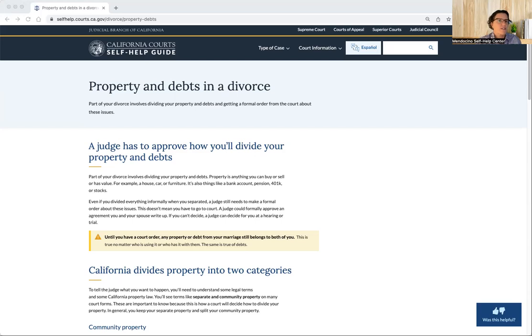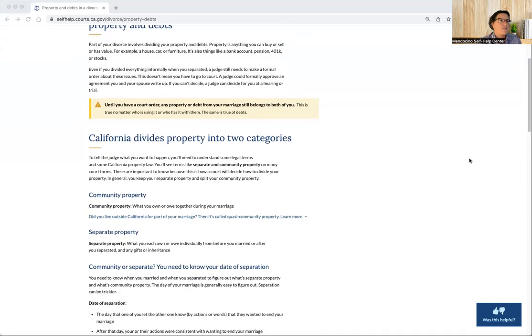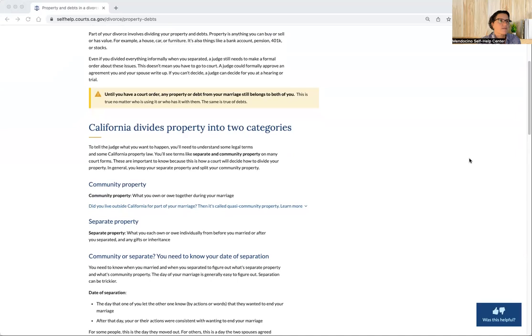One of the hardest parts of a divorce is understanding property and debts. So let's go over some basic information. Talk to a lawyer or your court self-help center to understand how the law applies to your case. Okay, let's talk about the law. California divides property into two main types: community property and separate property.